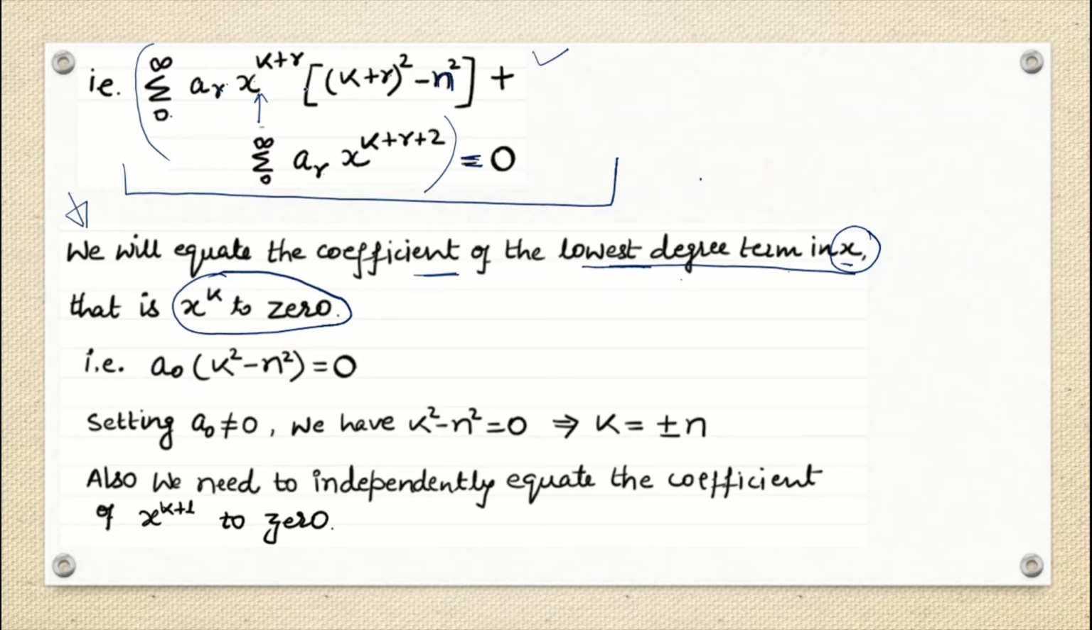What will be the lowest degree term here? When r is 0, because the lowest value will be when r is 0. So that means the lowest degree term of x is x to the power k, correct?